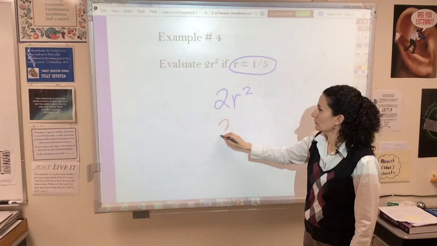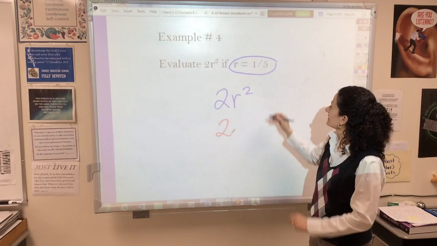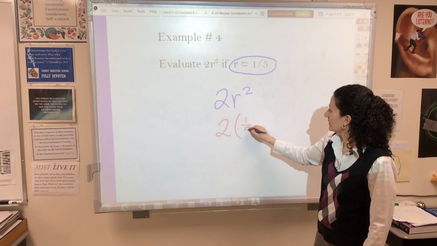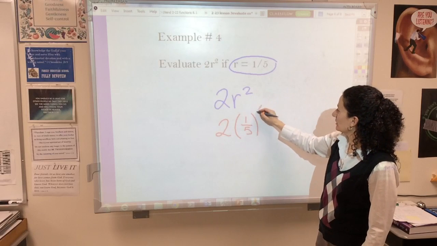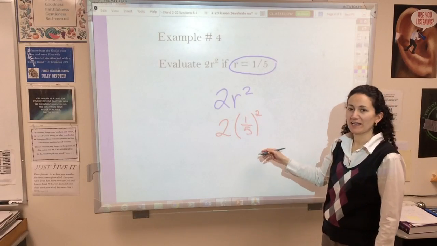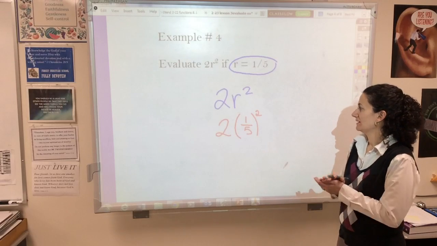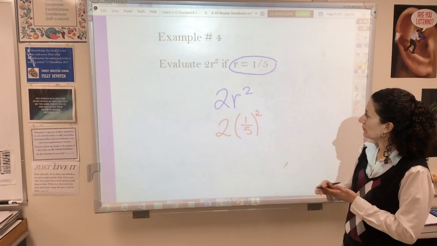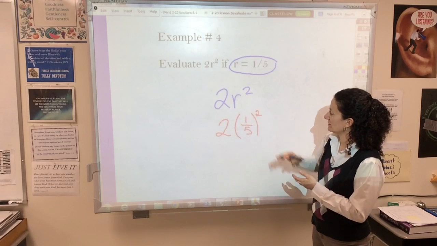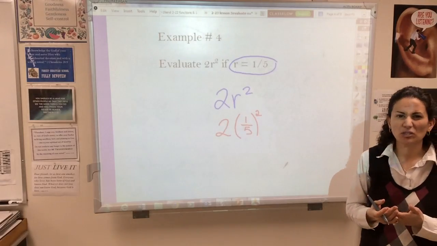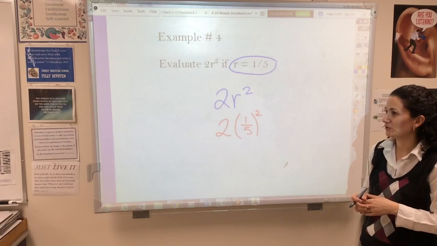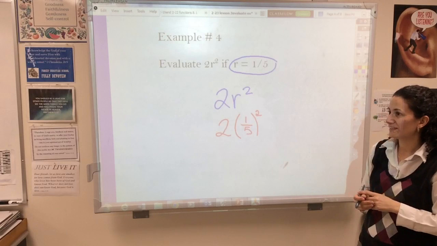So I've got 2 times r, which is 1/5. So I'm going to put in 1/5 here. And then I've got to put in this little 2. That's our exponent. That means we're going to raise 1/5 to the power of 2. Now, this is extra tricky. Now, notice I put the r in parentheses so that we know it's being raised to the power of 2. I guess you don't have to do that, but I wanted to separate it from the 2. It's not 2 and 1/5 to the power of 2. It's just 1/5 to the power of 2.